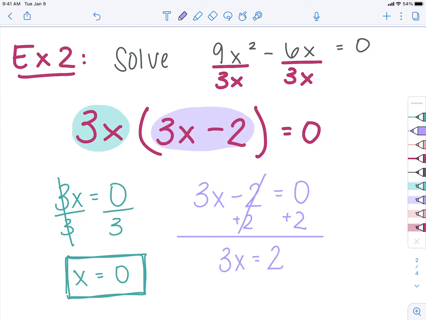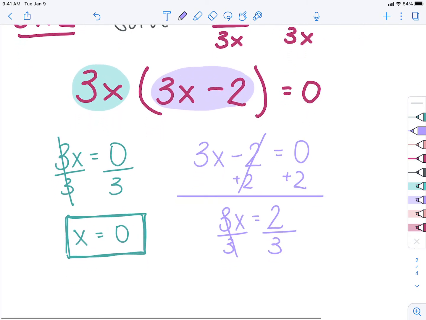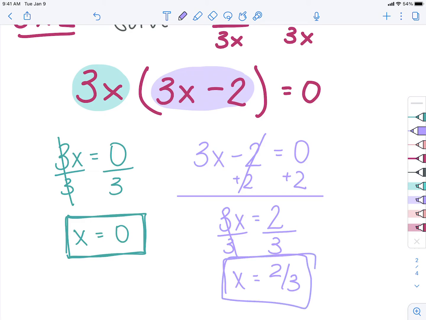And then I've got to get rid of that 3. So I divide it. 3's cancel. And I'm left with x equals 2 divided by 3. Can I simplify that at all? No. It's a fraction, but it's okay. I can just leave it as a fraction for my final answer. So it is okay if you're getting fractions for answers here.